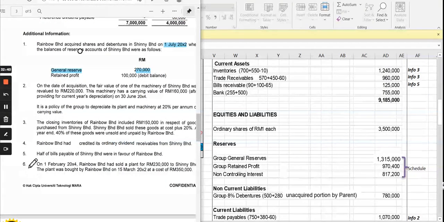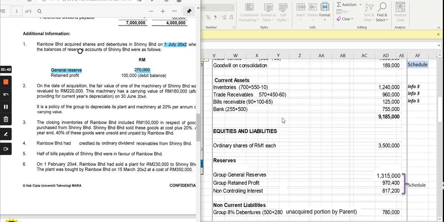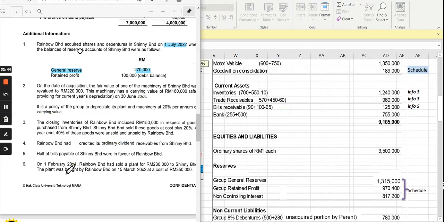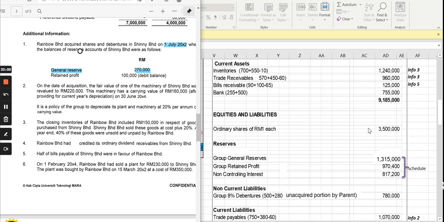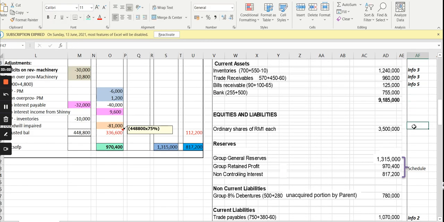Remember this? Information number 5 is for the bills payable. We adjust them. And then information number 3 is for the unsold inventories as well as unpaid intercompany balance, information number 3. Bank, no adjustment. Ordinary shares, we will just put the one of holding only. I put here H only or parent only.